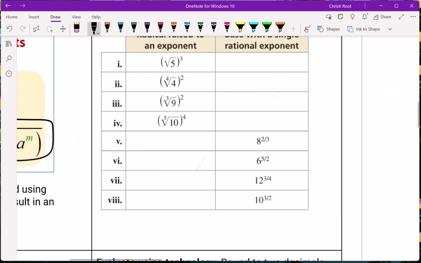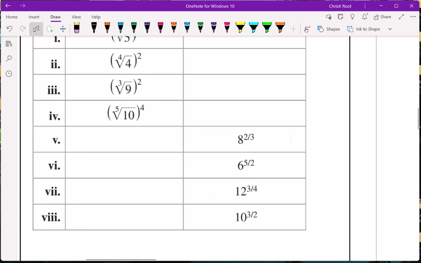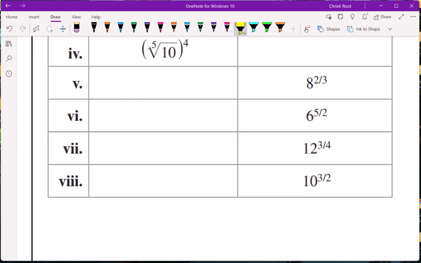All right, so here's what I want you to do. On your notes, I want you to go backwards and forwards. I didn't do one with the 8 to the power 2/3, so I'll just do that one with you right now. The denominator is 3, so that means it's going to be the cube root of 8 squared. And you can put the square on the inside or the outside, doesn't matter.